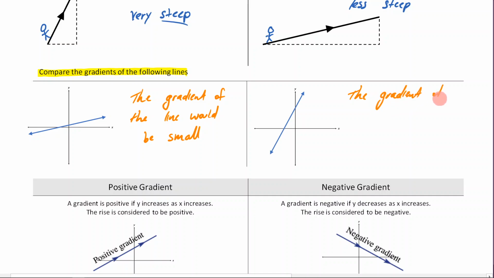The gradient of the line would be large. Why is it large? Because it's very steep. So remember, your gradient is just a measure of steepness. Is it very steep? Then it's going to have a large gradient. If it's not very steep, the line's going to have a small gradient. So the gradient of the line would be large. The gradient of the line would be small.